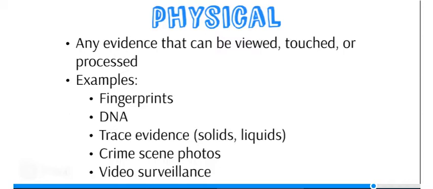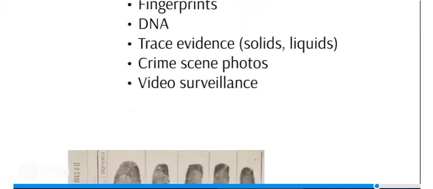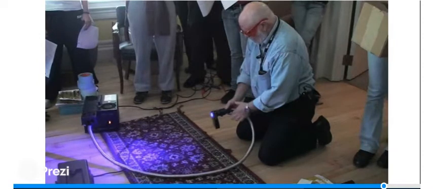Crime scene photos don't necessarily constitute physical evidence, but sometimes they can represent it if you can't bring the actual physical evidence into the courtroom. All right, so here's some fingerprints, DNA in its little bottle, and a UV light. This can be used to find trace evidence of liquids that have dried and are no longer visible to the eye but are still present.